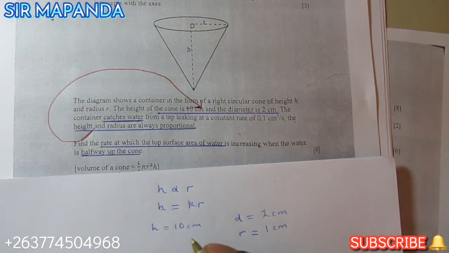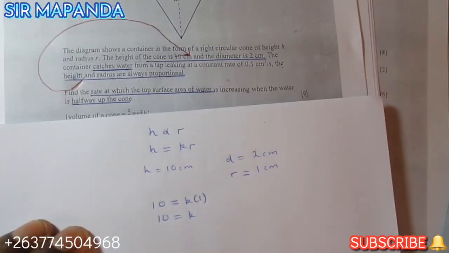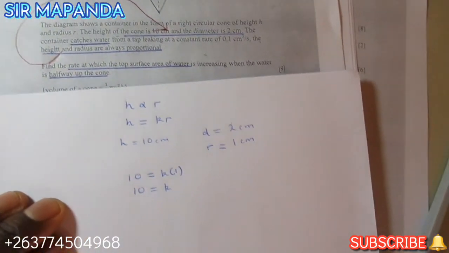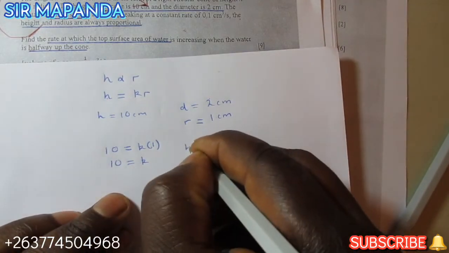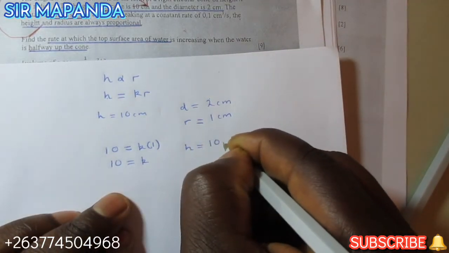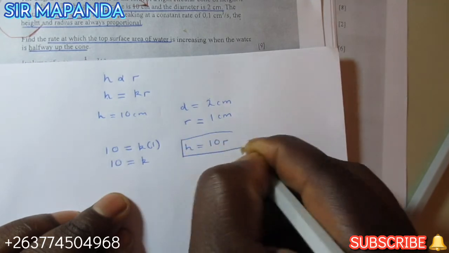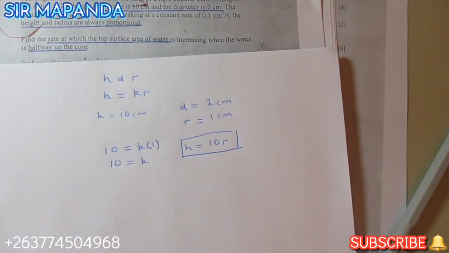I hope you are following. Then I'm going to put 1 on r. So 1 times k, you get k. It means k is equals to 10. I hope you are following. So if k is 10, h is equals to 10r. So this result is very, very important in our journey.